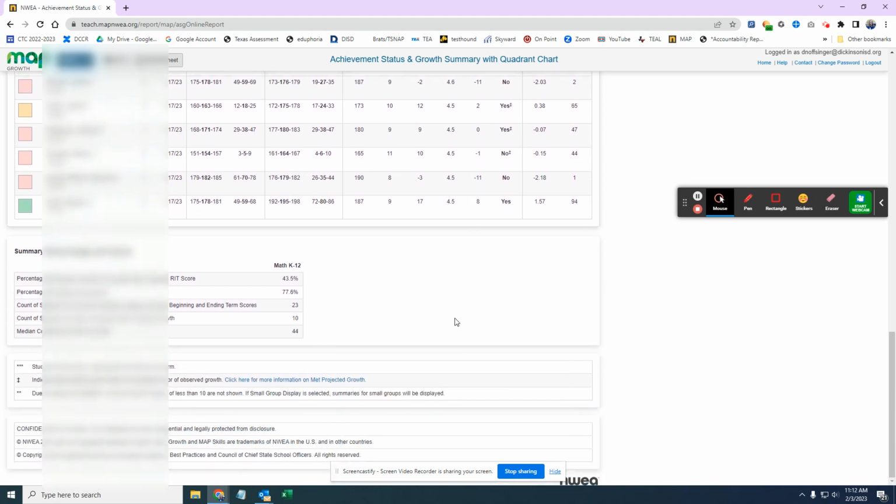Then it gives you the summary down here. And the things that you really want to look at are the count of students who met or exceeded their projected growth. So we had 10 students who met or exceeded their projected growth. Okay. And then this is a key. You notice that here there was some extra symbols with the yes, no. So this tells you what those additional symbols mean.